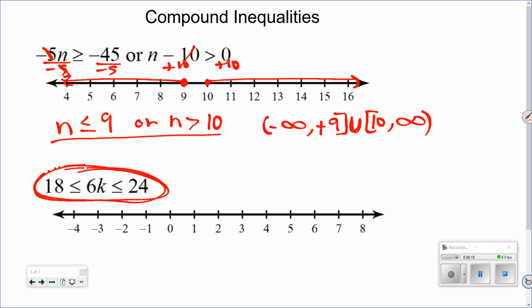I want to go through an example that's written together like this, so I'm going to write it off to the side. I have 18 is less than or equal to 6k, which is less than or equal to 24. So you really have three parts: the 18, the 6k, and the 24. I still just want to get k by itself.